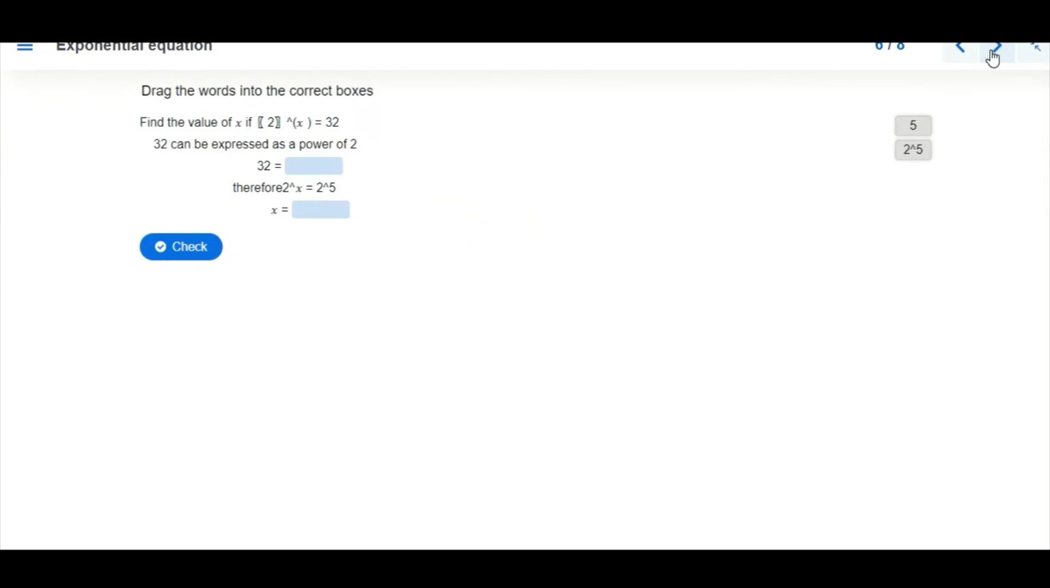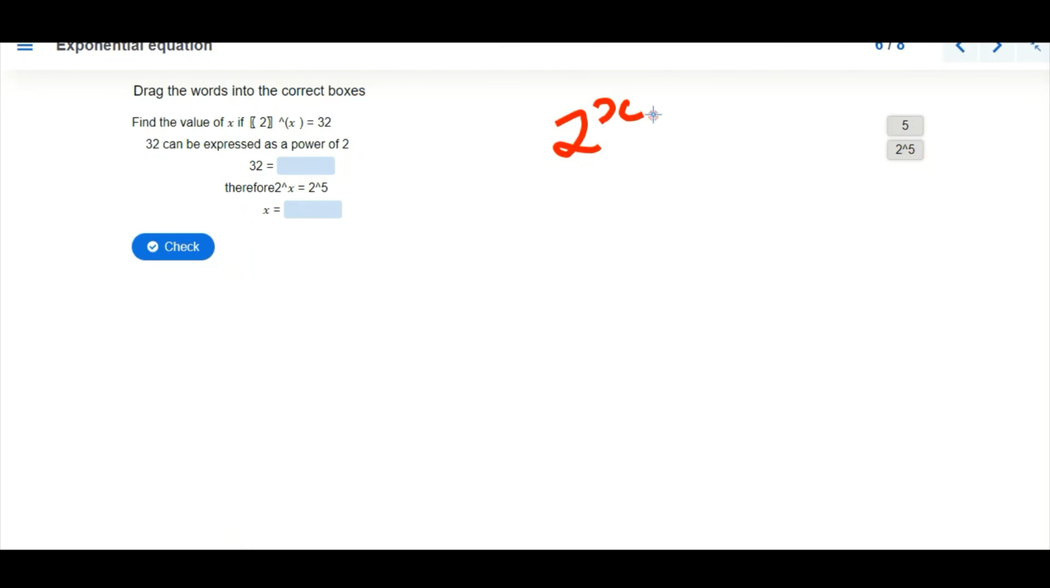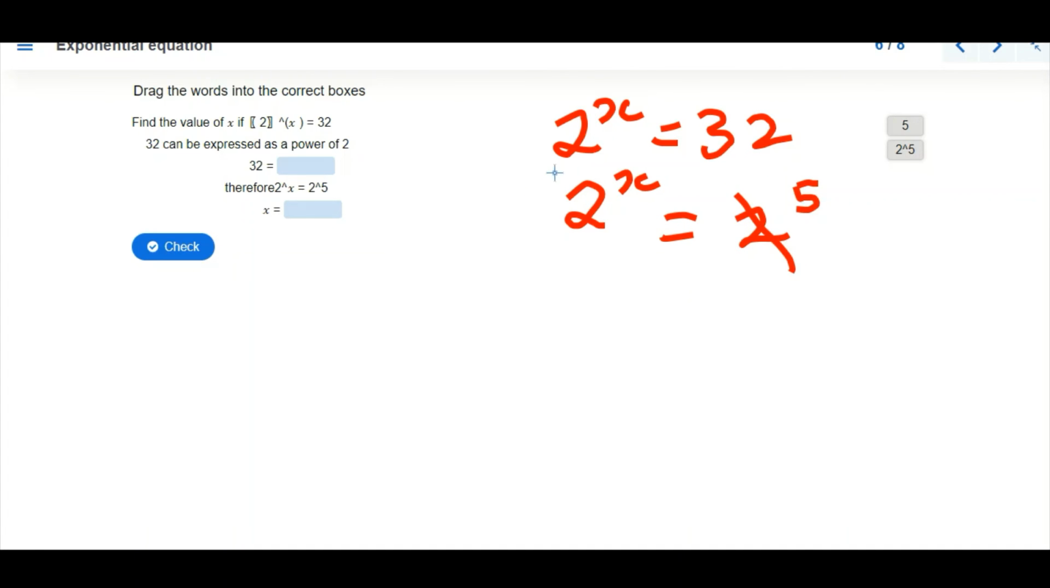So that leads us to the next example here. We are going to be explaining this also in a short while. So let's solve together. We have to find the value of x if 2 raised to power x equals 32. So 2 raised to power x equals 32. Now, how many times can we multiply 2 to give us 32? That is 5 times. So it's going to be 2 raised to power x equals 2 raised to power 5. This one we cancel. We have x left here. So x equals 5. So that is the answer. x equals 5. That's the answer.